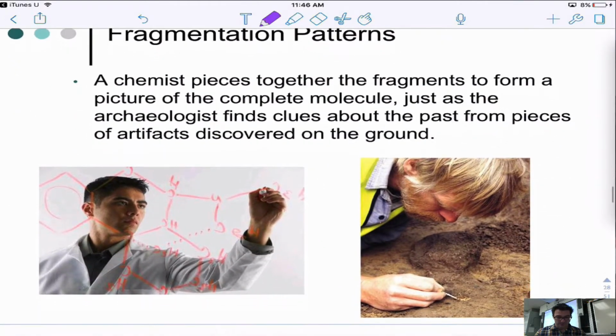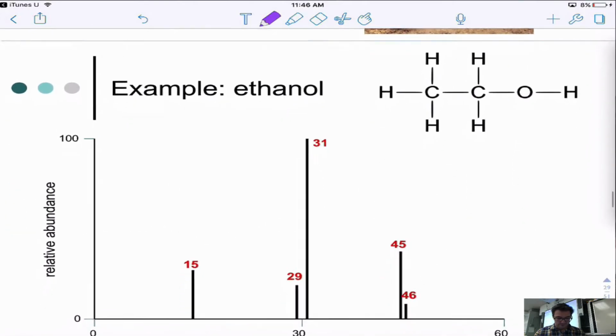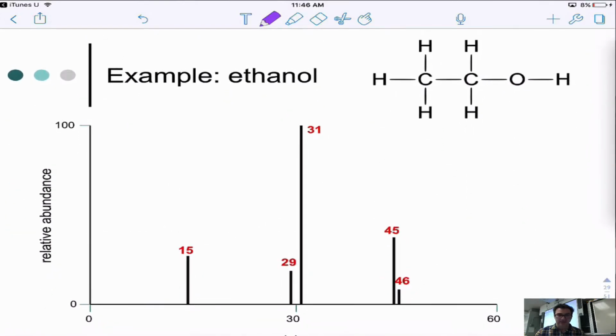This is some awesome scientists collecting data. And here's an example for you. So this is ethanol. If we were to add up ethanol's total mass, we would get a total mass of 46 grams per mole. And what you're going to see is that there is a peak at 46 grams per mole. Now we also have a peak where we've lost a hydrogen. And so that would be our 45.